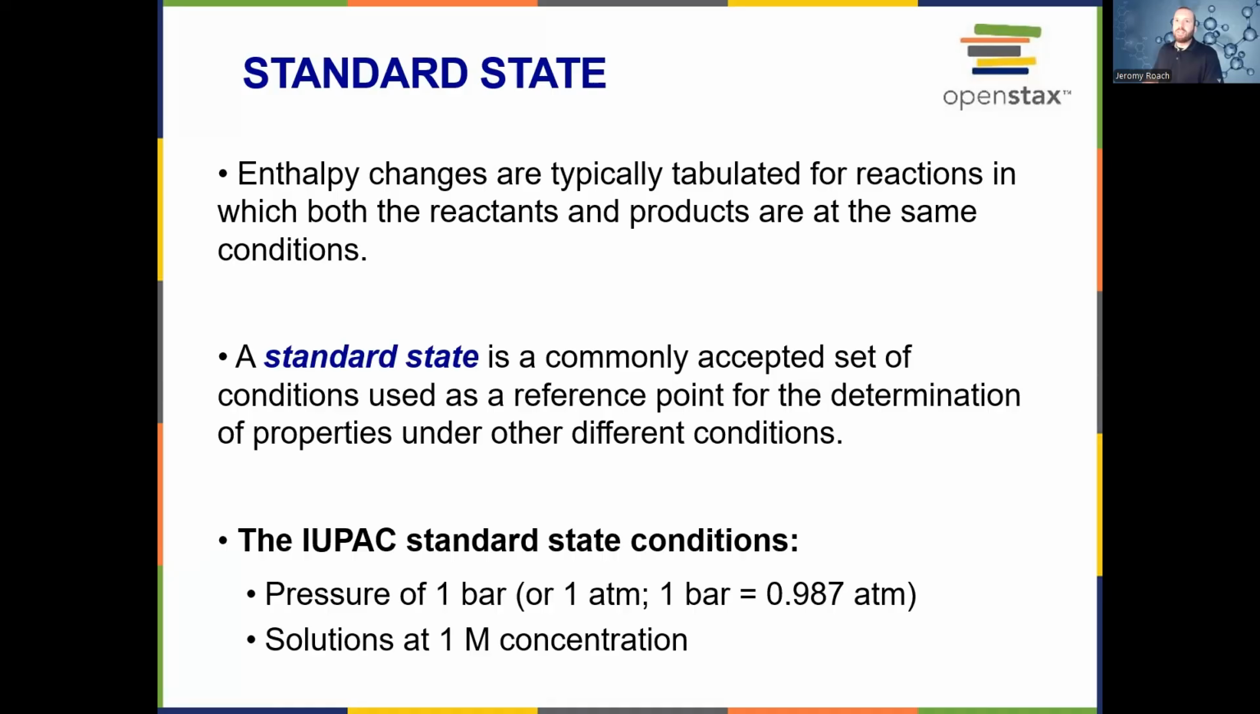The standard state. A standard state is a reference point that is used to calculate enthalpy changes under consistent conditions. Standard state conditions are 1 bar or 1 atmosphere. That's a pressure measurement. 25 degrees Celsius or 298.15 Kelvin. Solutions are typically at a 1 M concentration, and substances in their most stable form are at these conditions. Standard enthalpy values are based on these conditions as well.